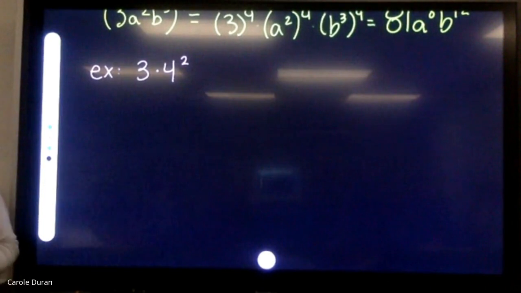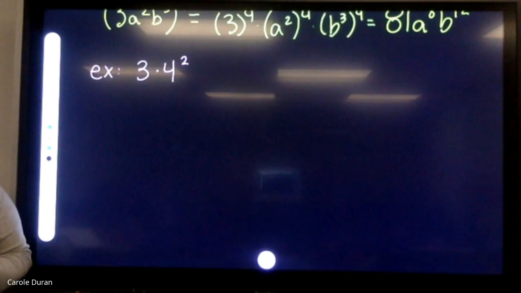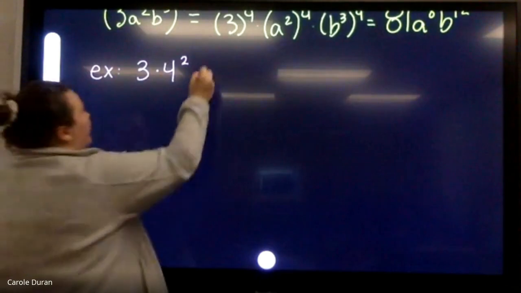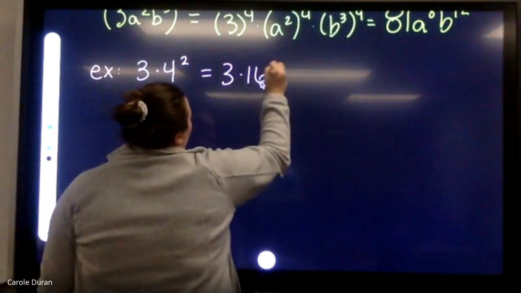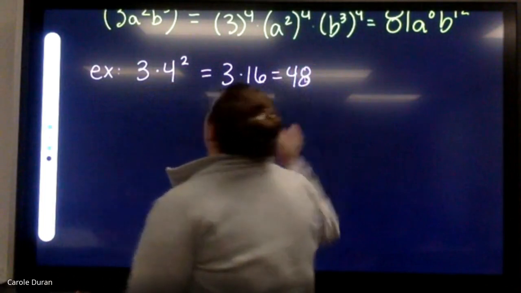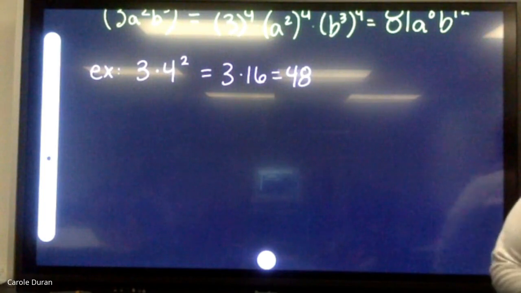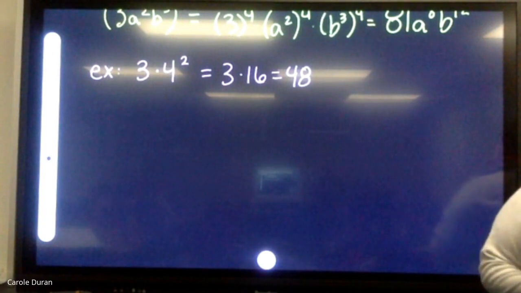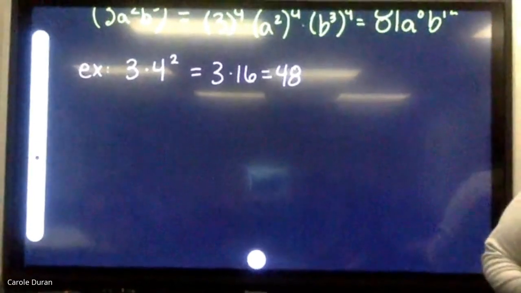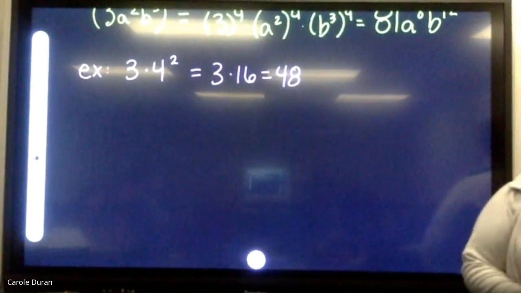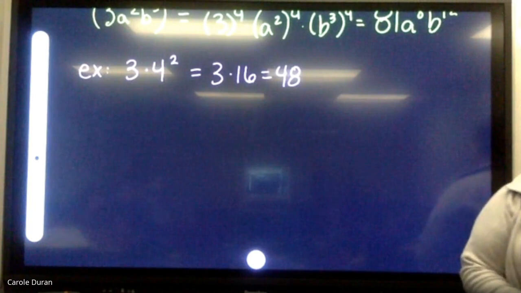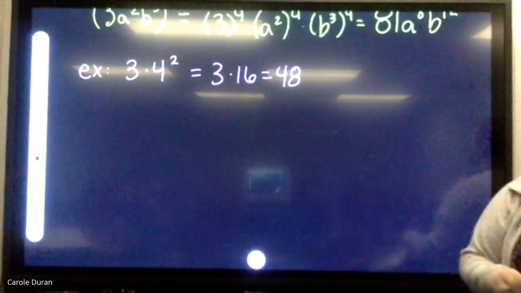Okie dokie. So let's do a couple more examples just so we really get it down. If I have 3 times 4 squared, which one of these do I do first? Do I do the 3 times the 4 or do I do the 4 squared? The 4 squared first. Please remember your order of operations. So then I get 4 squared is 16. 3 times 16 is 48, and I get my final answer. It would not have been the same if we did the 3 times 4 first, because 12 squared is not 48.